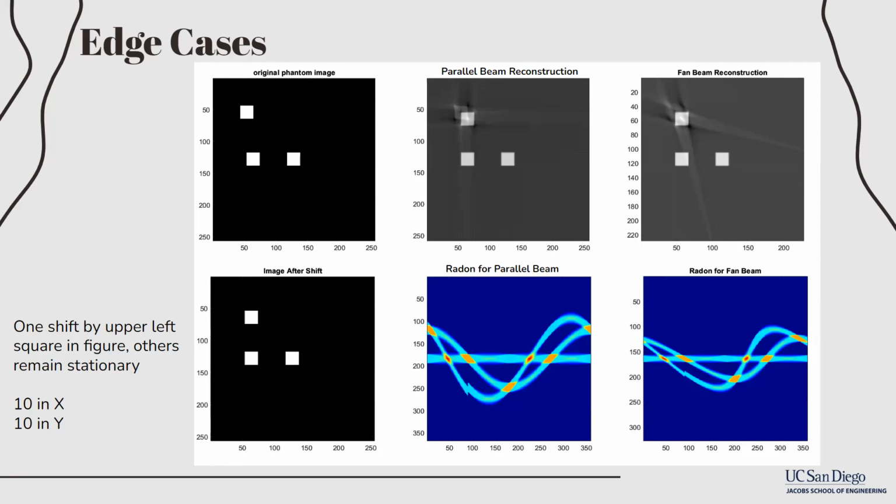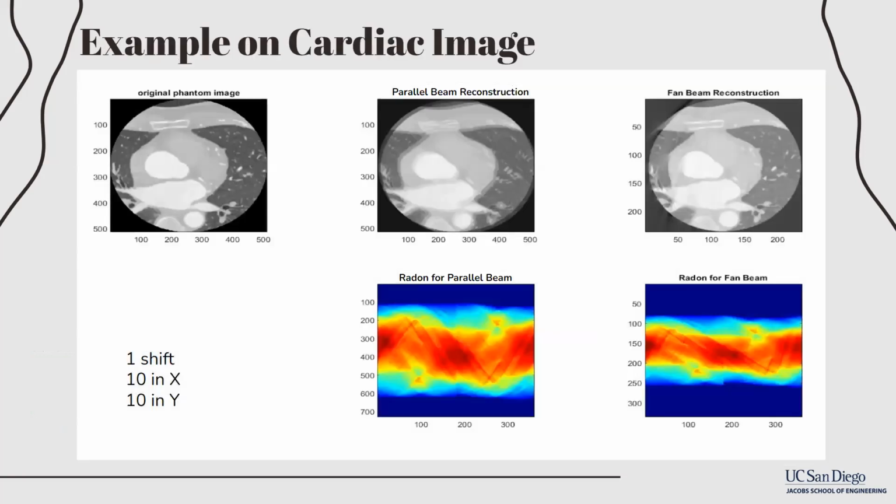So we can see some blurring and streaking vertically, whereas with the fan beam, you can see significantly more radial streaking across the image. So you can see some of the differences in parallel and fan beam here. And this is one shift of that 1 point by 10, instantaneously at that point.